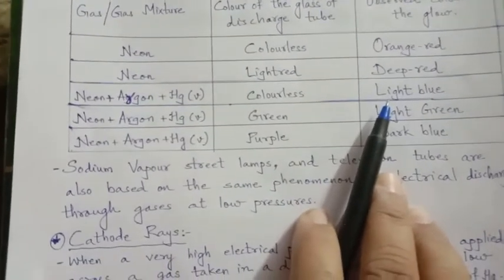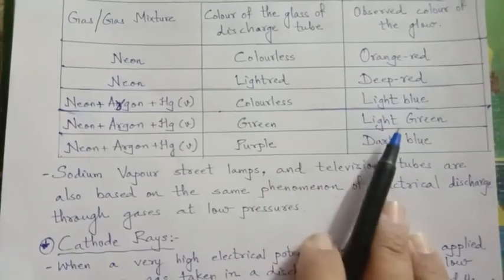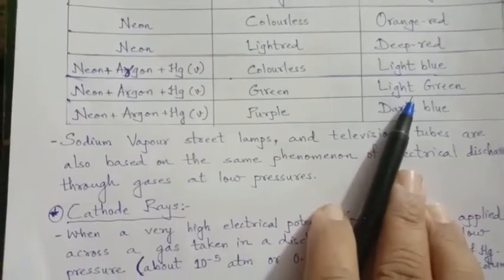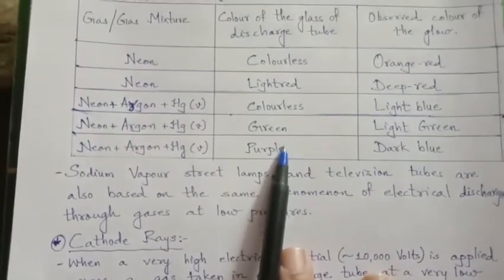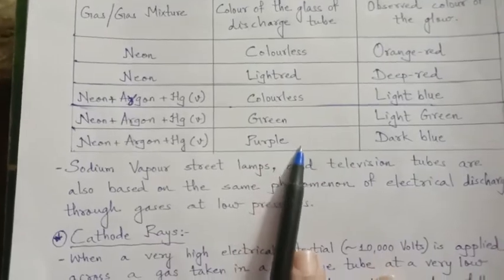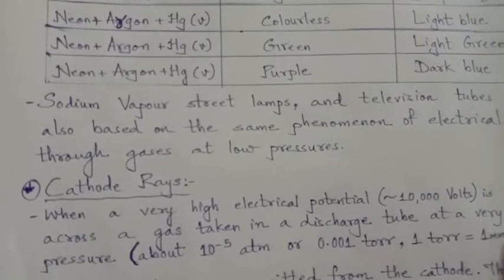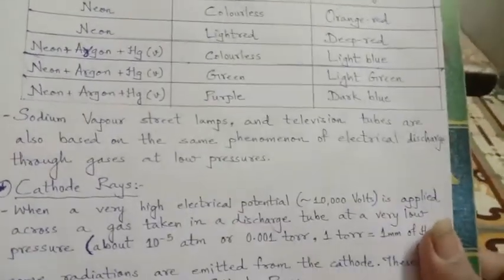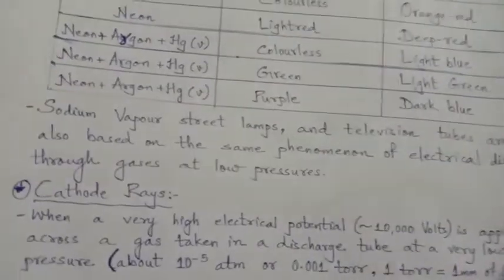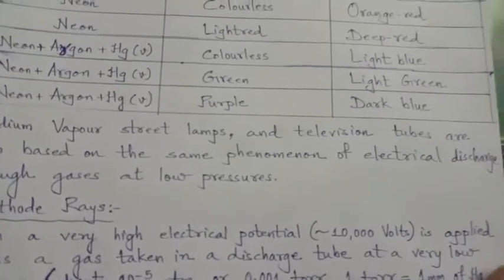Again, when neon, argon and mercury are filled, the glass of the tube is green and the observed color is light green. Neon, argon and mercury when again filled and the color of the glass is purple, the glowing color observed is dark blue. Sodium vapor street lamps. Nowadays you have heard that in big cities the street lamps are of sodium vapor, that is sodium in a gaseous form is filled in it.